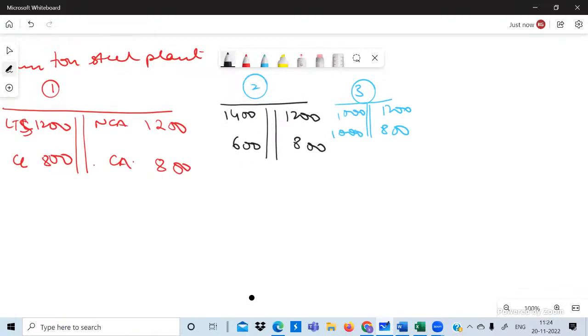Okay. 2, Mansi is saying it's 2. Okay, let's calculate the current ratio. If I calculate the current ratio, what is my current ratio? Current asset upon current liability. In this case, it will be 800 upon 800, which is 1.